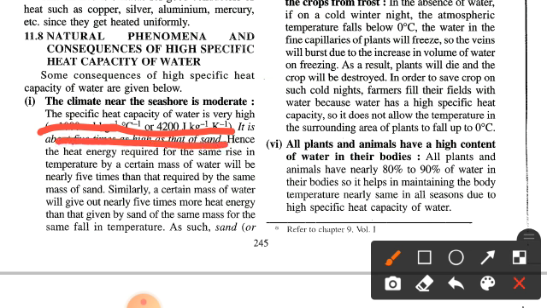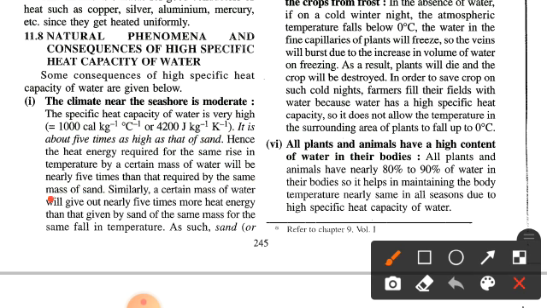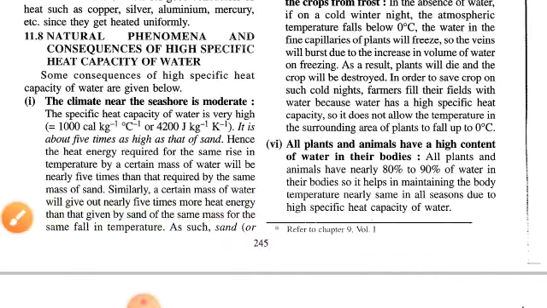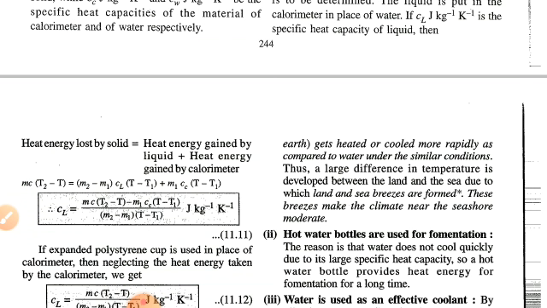So it is about 5 times as high as that of sand. Clear? Hence the heat energy required for the same rise in temperature by a certain mass of water will be nearly 5 times that required by the same mass of sand. Similarly, a certain mass of water will give out nearly 5 times more heat energy than sand of the same mass for the same fall in temperature. Sand or earth gets heated or cooled more rapidly as compared to water under similar conditions.